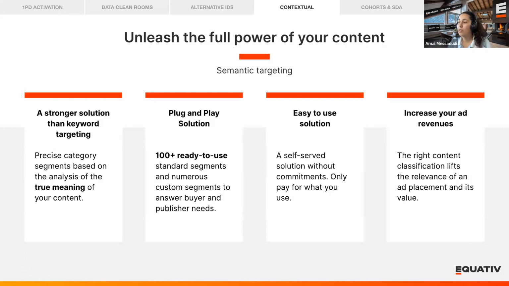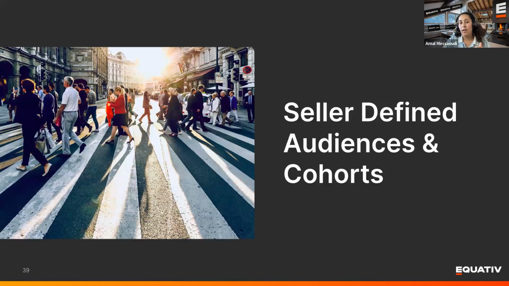And finally, you can easily test it to see how it can increase your ad revenue, particularly, as I said, because low context ads usually have close to 2 times fewer impressions and 2 times lower CTR than high context ad placement. So that was it on the contextual targeting.